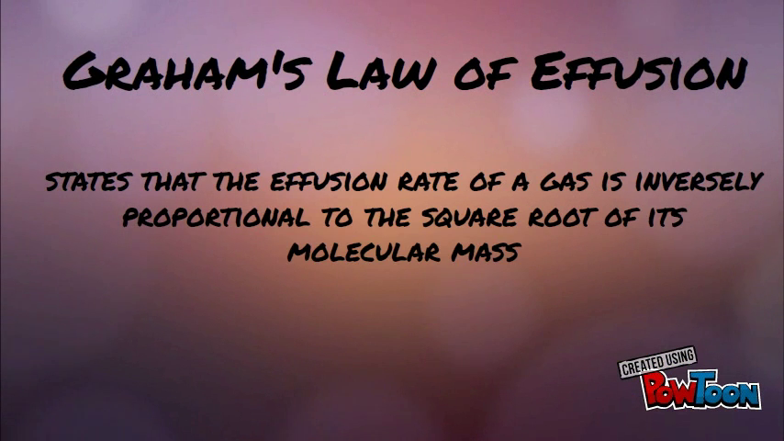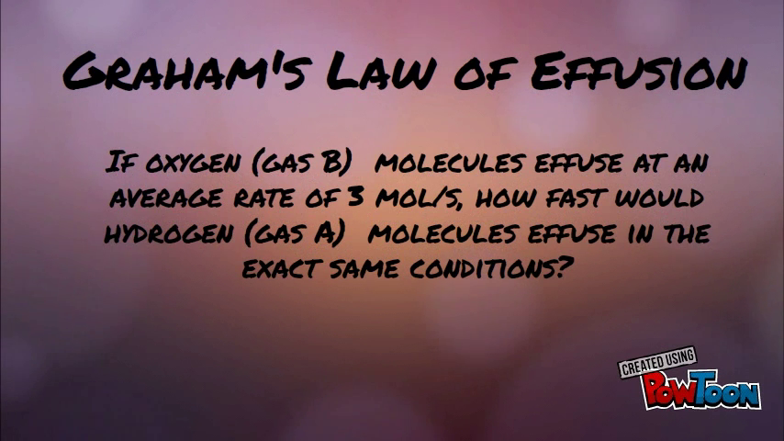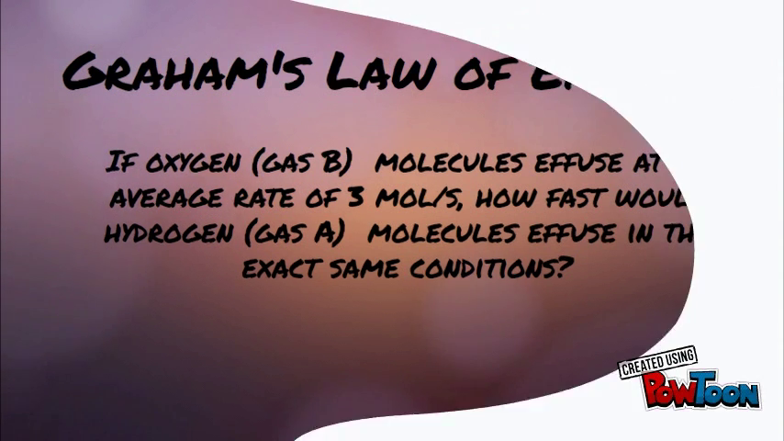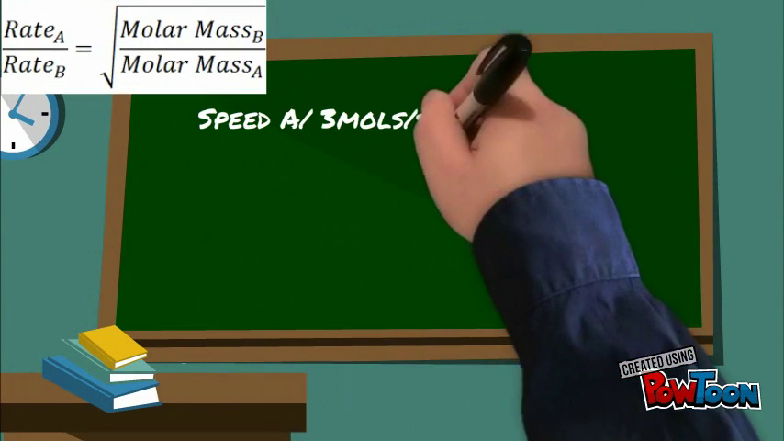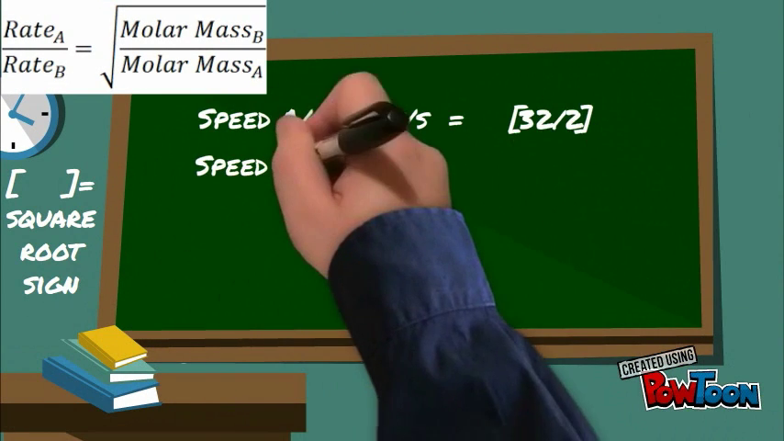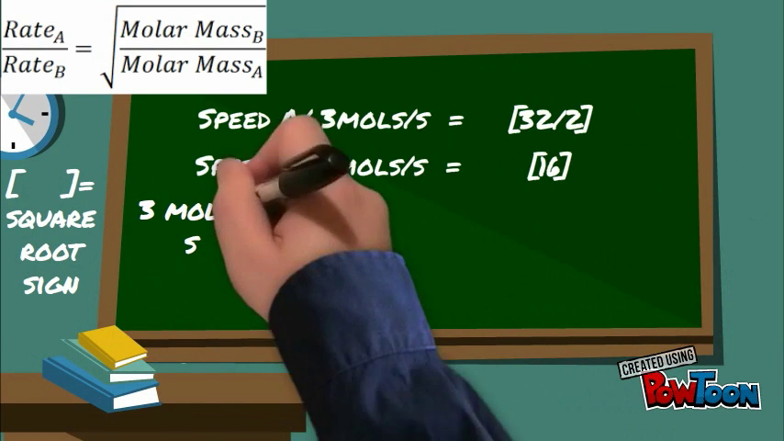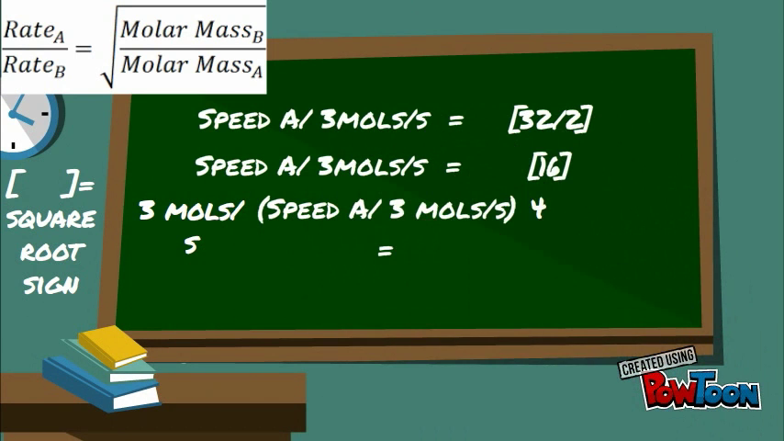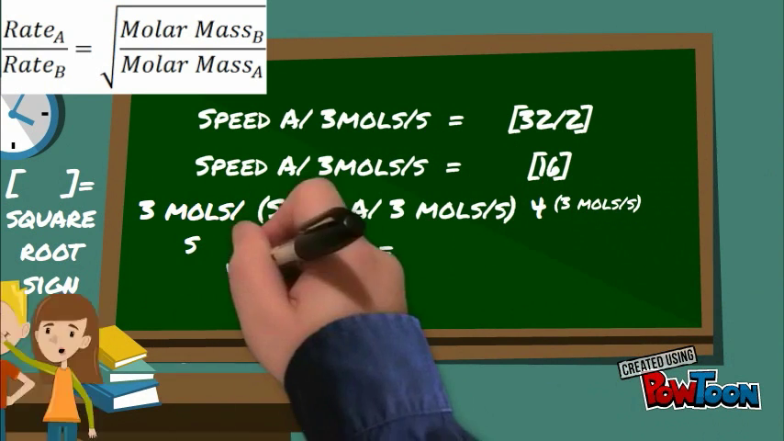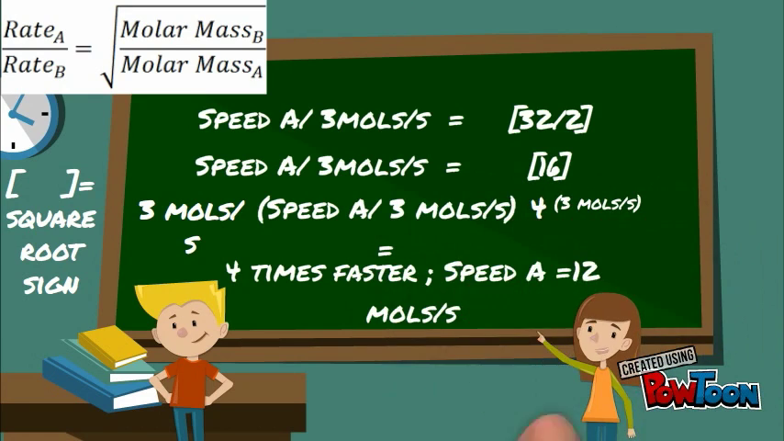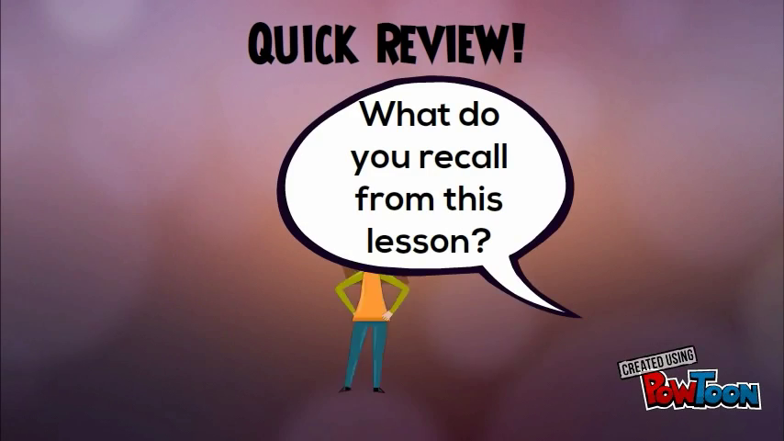Graham's law of diffusion states that the diffusion rate of a gas is inversely proportional to the square root of its molecular mass. Example: if oxygen molecules diffuse at an average rate of 3 moles per second, how fast would hydrogen molecules diffuse in the same exact condition? So first you take what was given to you in the previous problem, and then you plug it into the Graham's law of diffusion equation, and after a few calculations you'll get that the speed of gas A was 12 moles per second, which is 4 times faster than the speed of gas B.